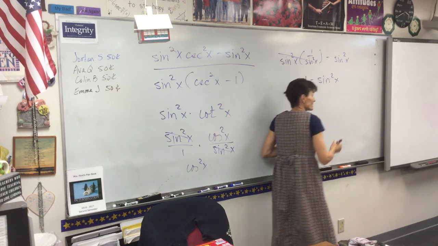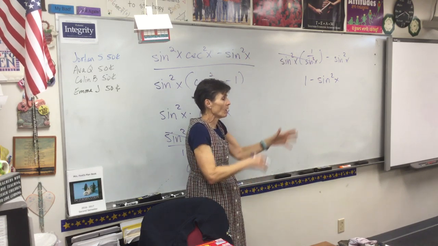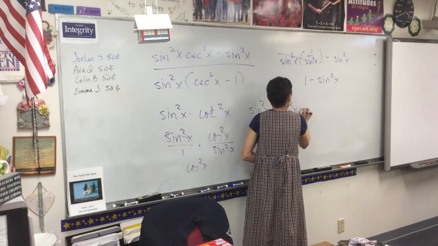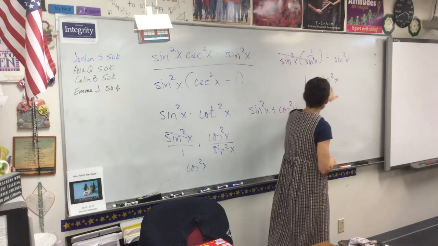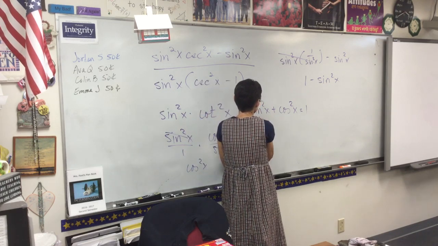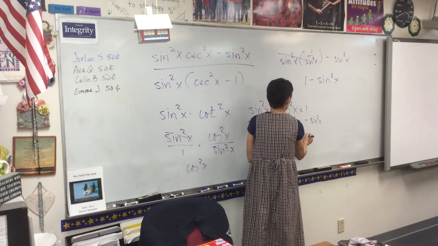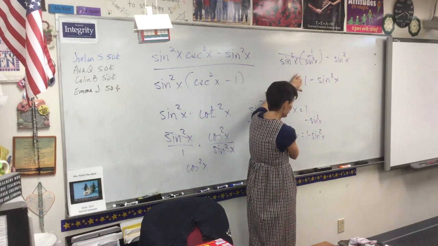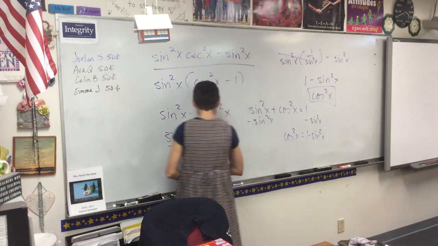So now I'm left with 1 minus sine squared. Bing, bing, bing, bing, bing. Lights are going off. Things are flashing. Because I know there's something special about a 1 and a sine squared. I have an identity that says sine squared plus cosine squared is 1. I have that memorized. So when I see a 1 combined with a sine squared, I know there's something. If I subtracted the sine squared, this would say cosine squared equals 1 minus sine squared. So what is 1 minus sine squared equal? Cosine squared. Notice I ended up with exactly the same answer. I just did it differently.